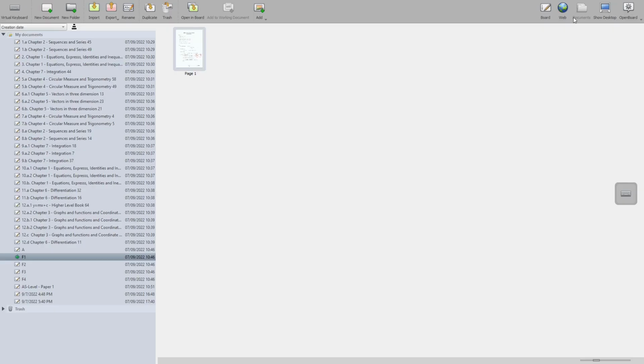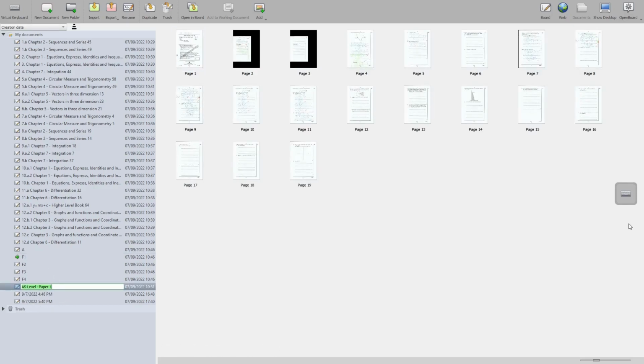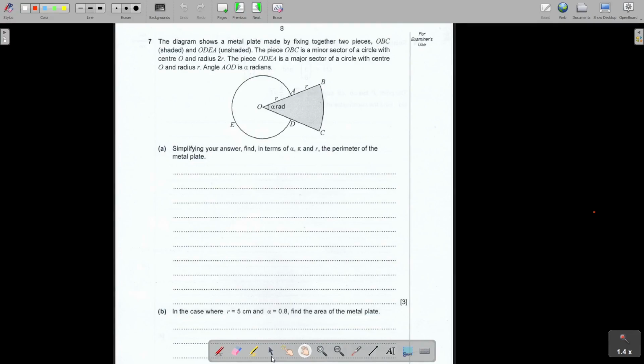But let's go back to the question. The difficulty in this question, I think, was that it was in terms of A and B and not in values. So, question 7. The diagram shows a metal plate made by fixing together two pieces: OBC, the shaded, and ODEA, the unshaded. The piece OBC is a minor sector of a circle with center O and radius 2r. The piece ODEA is a major sector of a circle with center O and radius r. Angle AOD is alpha radians.